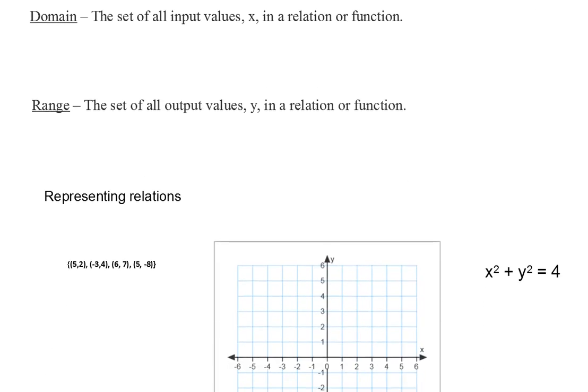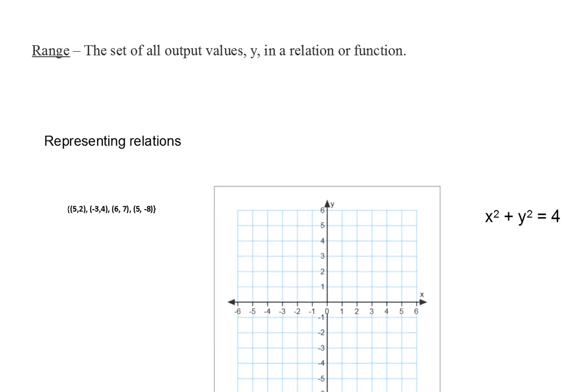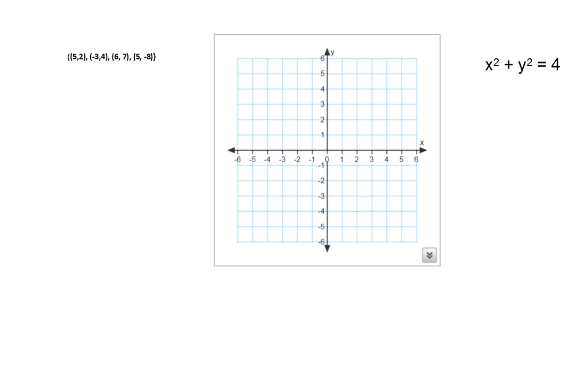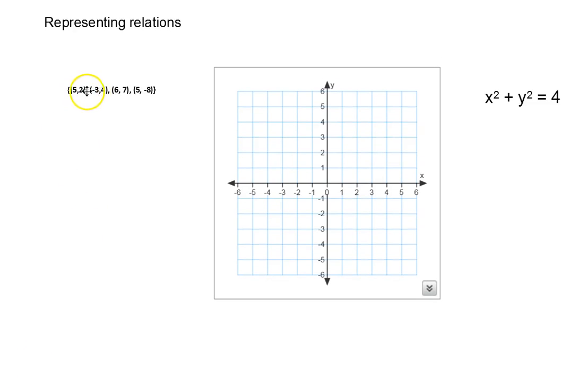I've got three ways to represent a relation. I can list a relation as a set of ordered pairs like this: (5, 2), (-3, 4), (6, 7), (5, -8), right? This set of points is a relation, okay?